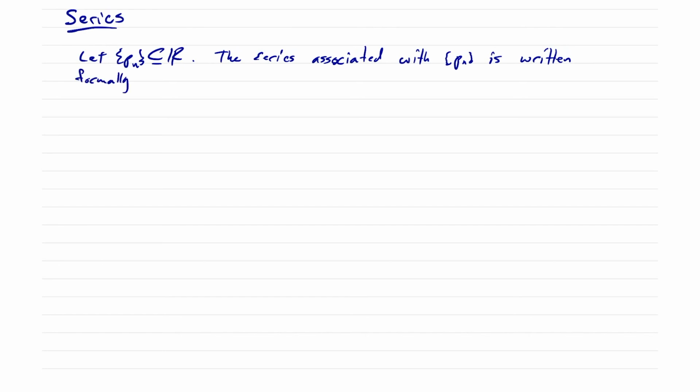So we're going to let Pn be a sequence in R. Then the series associated with, say, Pn, is written formally as the sum of n goes from, say, 1 to infinity of Pn.